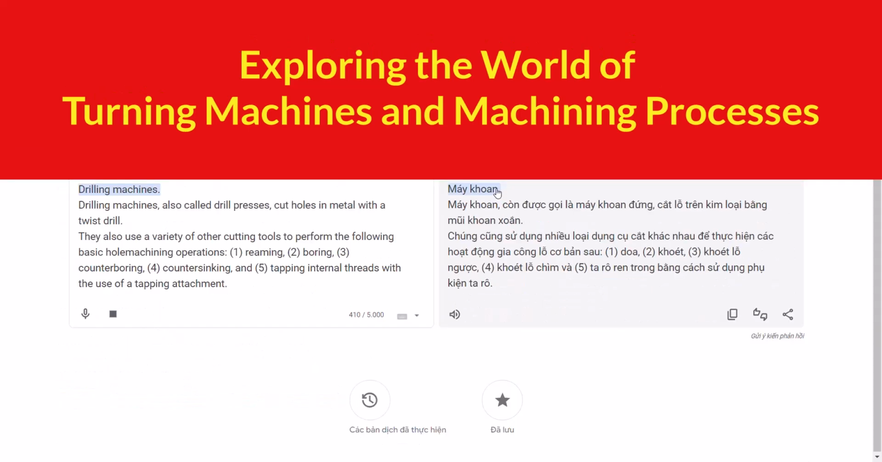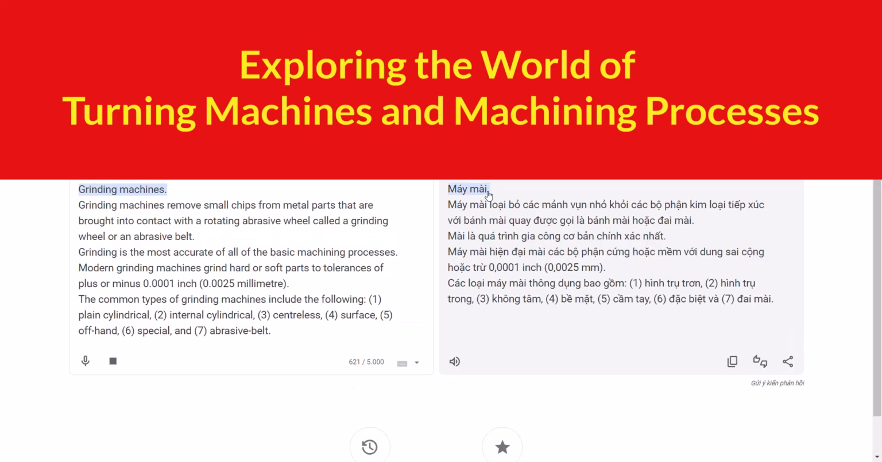Drilling machines. Drilling machines, also called drill presses, cut holes in metal with a twist drill. They also use a variety of other cutting tools to perform the following basic hole machining operations. 1. Reaming. 2. Boring. 3. Counterboring. 4. Countersinking. And 5. Tapping internal threads with the use of a tapping attachment.